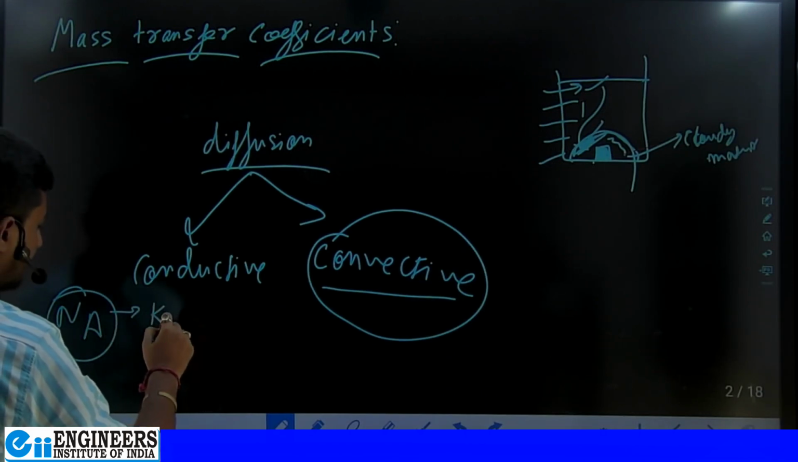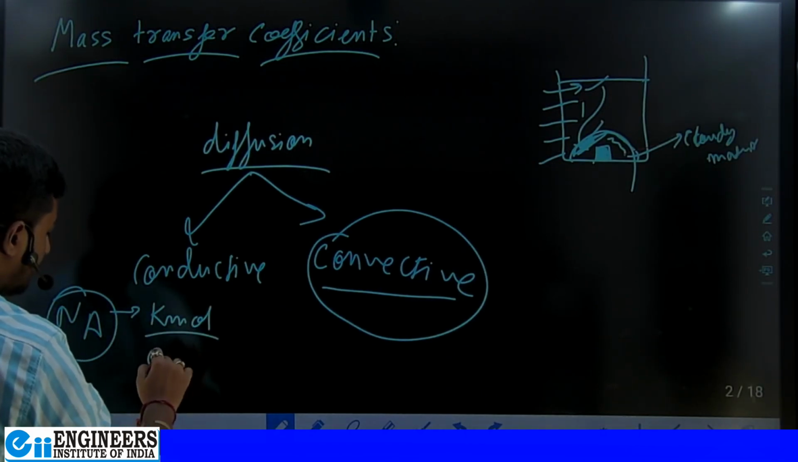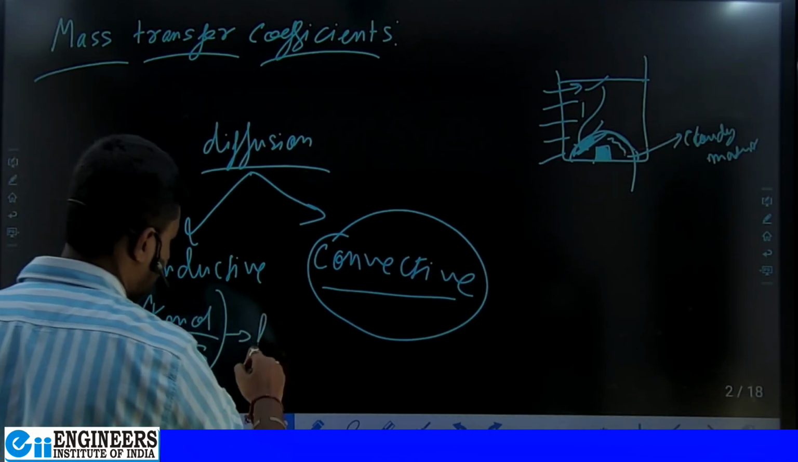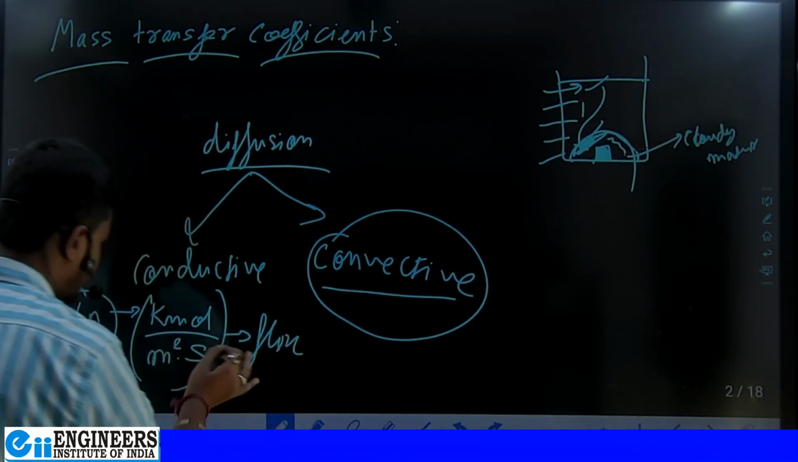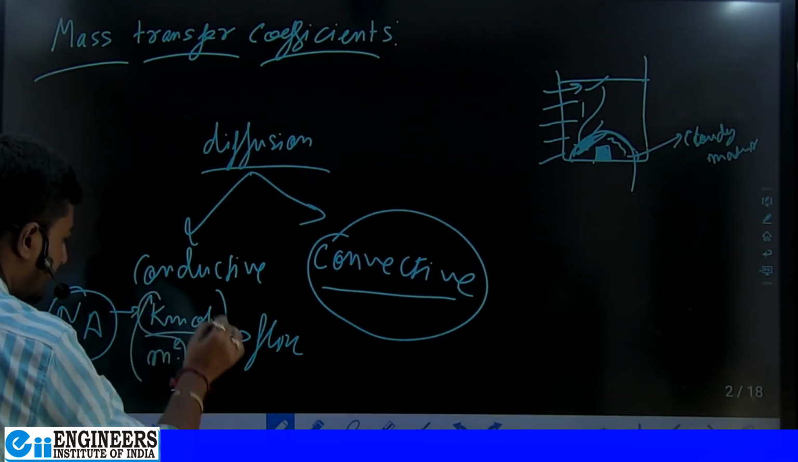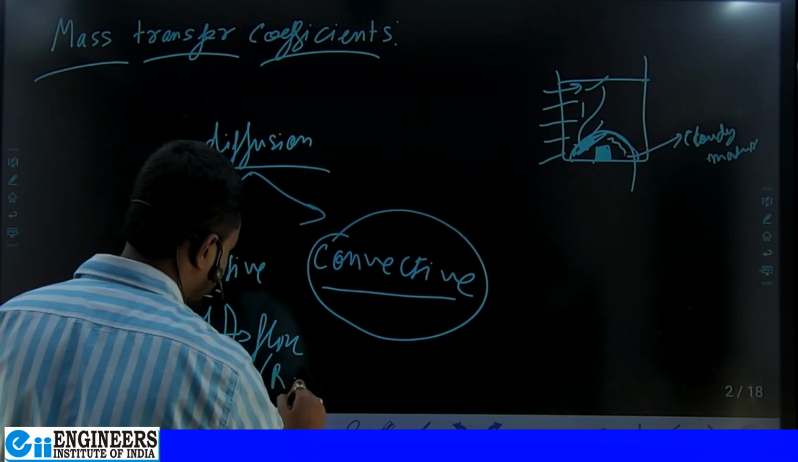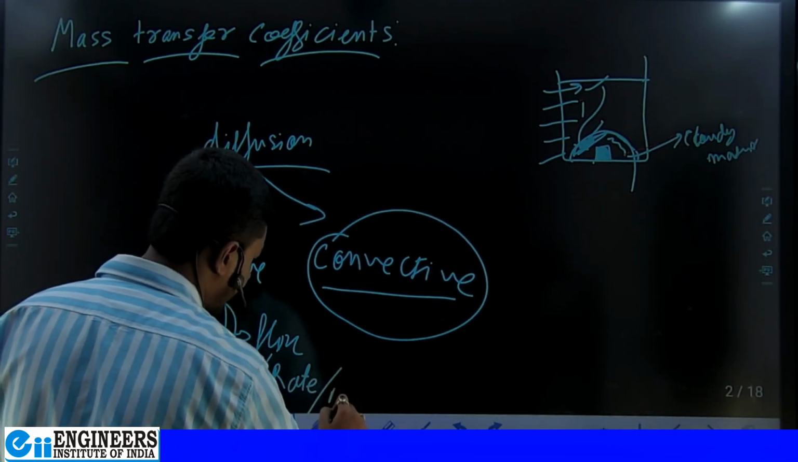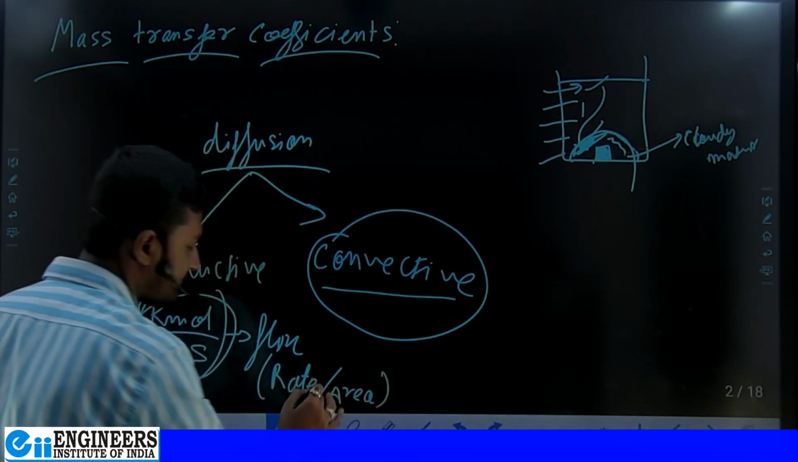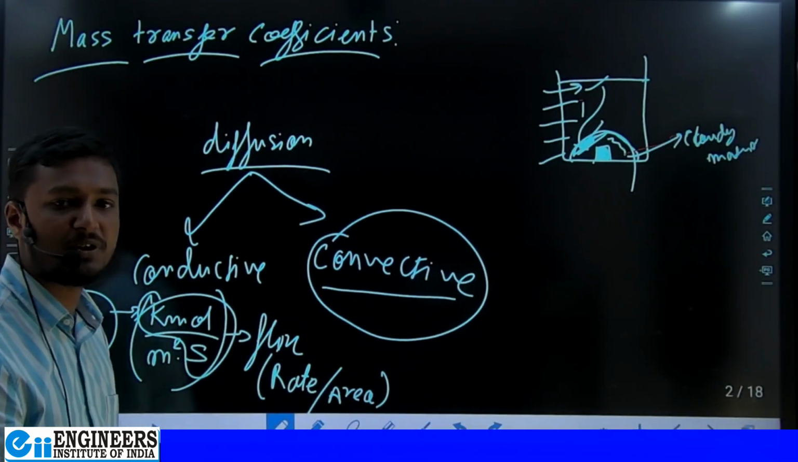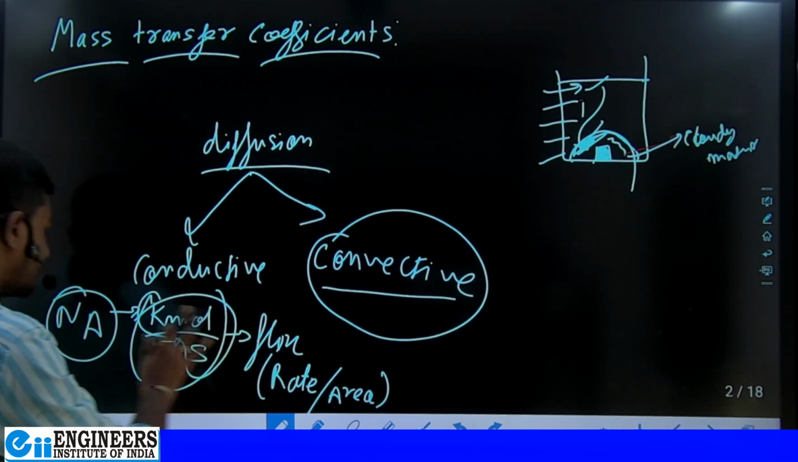That is either kilomole per meter square per second. So flux becomes a rate, that is kilomole per second per unit area. Rate is kilomole per second and area is meter square. So from there you get the unit of flux as kilomole per meter square per second. It is denoted by Na.